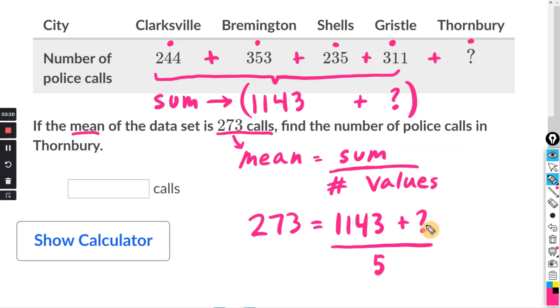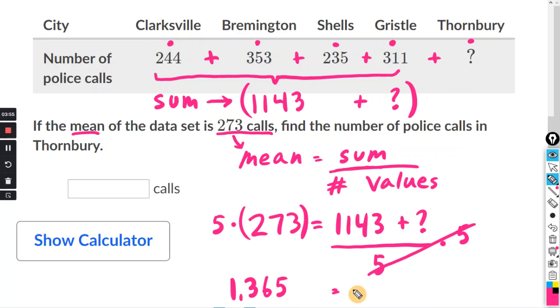Solving for the question mark is the same as solving for x. This side is divided by 5. The opposite is multiplying by 5, so I'm going to multiply both sides by 5. On the right, 5 over 5 cancels. 5 times 273 is going to be 1,365, and that is going to equal 1,143 plus the question mark.